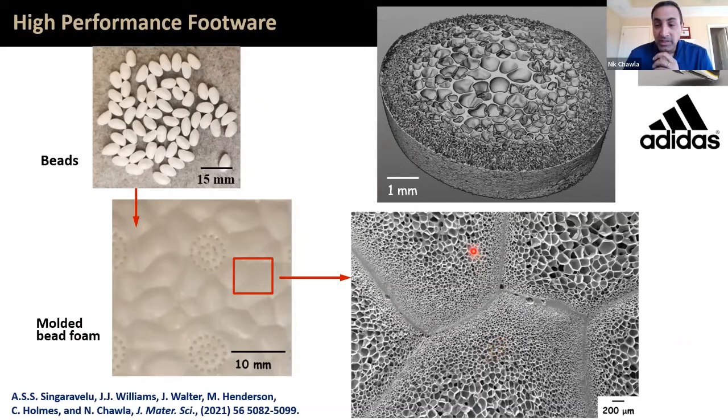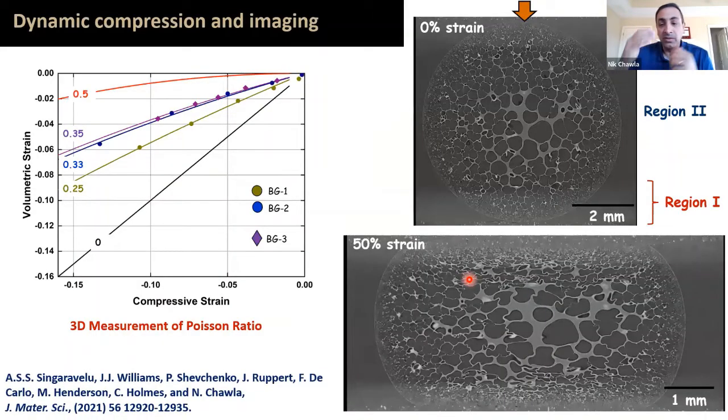So the beads in the interior of the cell are much larger than the ones close to the surface of the beads. And so there is a gradient there. And so we use the 4D approach here to essentially do in situ experiments on individual beads. So here is a cross-section of a bead at 0% strain. And after 50% strain, you can see the collapse of the cell walls and the overall deformation.